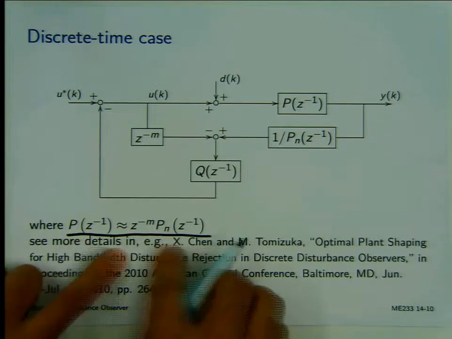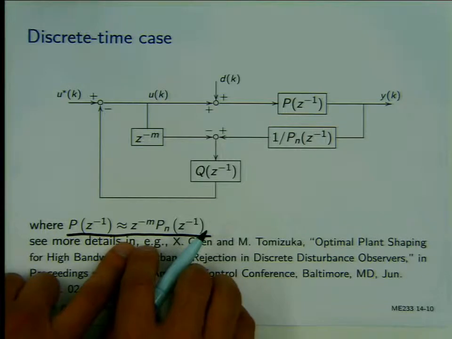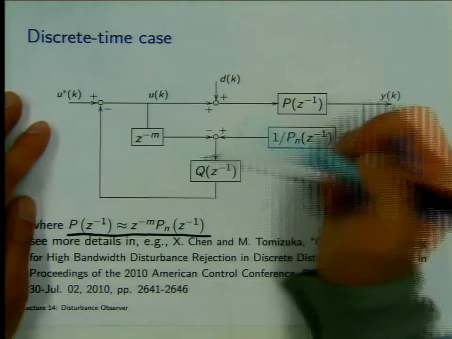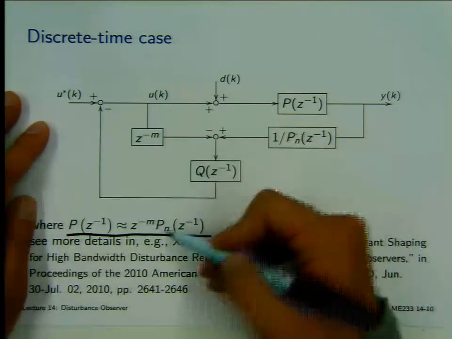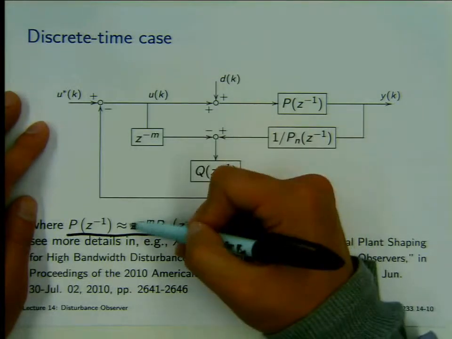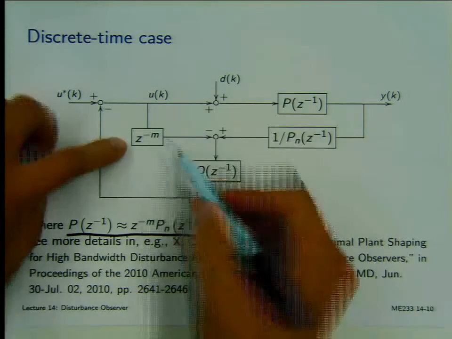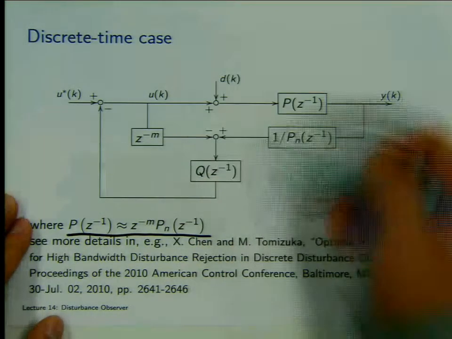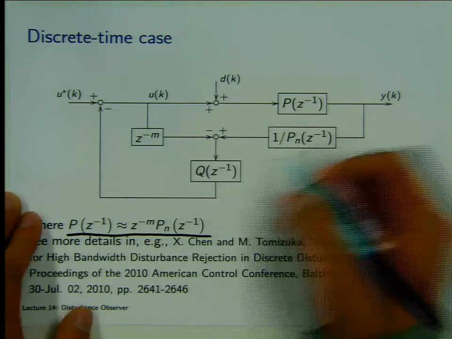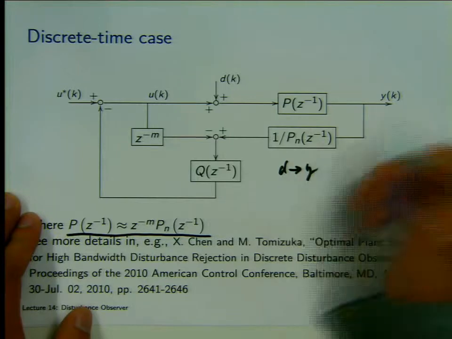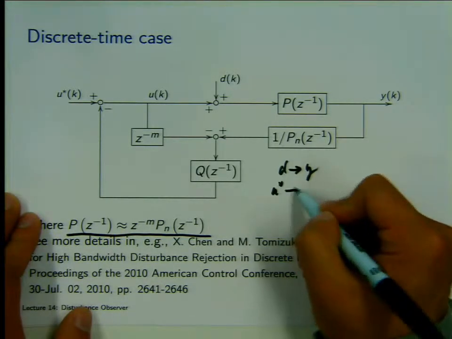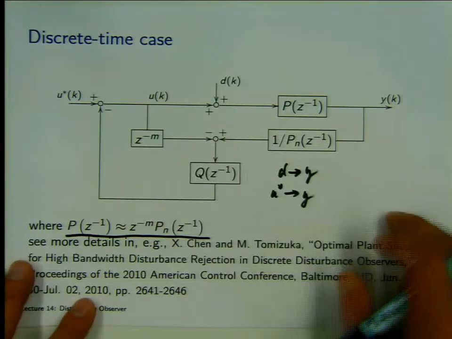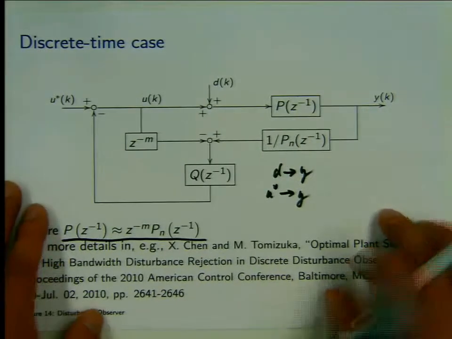The actual plant is this nominal plant with some delays over here. And then we have the same structure with Q here. Everything is very similar except that in the discrete time case, this is the usual case: we put this delay element on this path, and everything else is exactly the same. So you can analyze in a similar way what the transfer function between D and Y is, and what the transfer function between U star and Y is. What are the conditions for the closed loop system to have disturbance rejection?